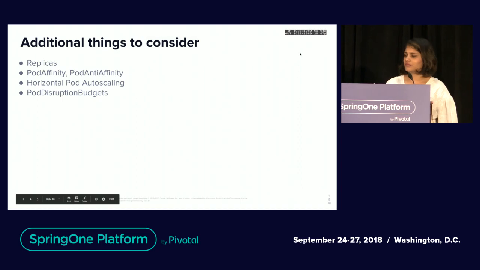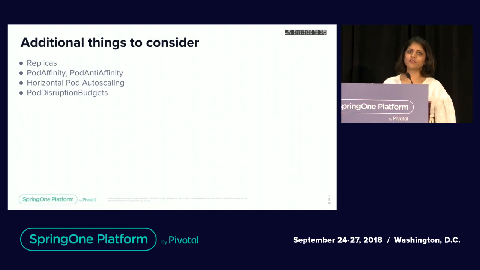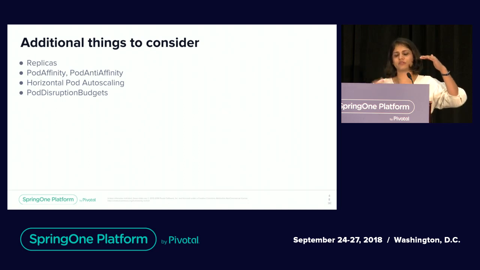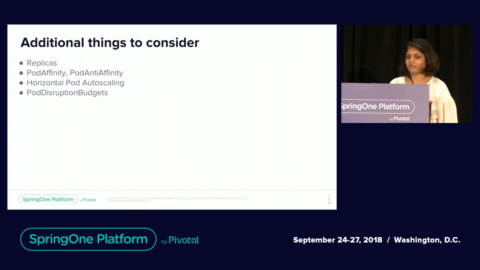Yeah, just some additional things to consider are to use Kubernetes best practices to ensure that your workloads are highly available. We've listed some here: replicas, pod affinity and anti-affinity, nodes, which decide where your pods and your replication controllers are scheduled. Horizontal pod autoscaling, which you get for free with PKS, as of PKS 1.2, actually. Pod disruption budgets. These are just some of the things that the community is doing to make sure that their workloads are highly available.